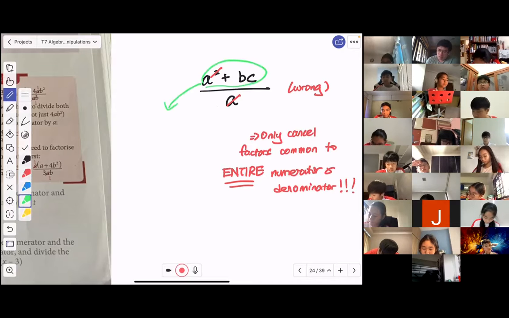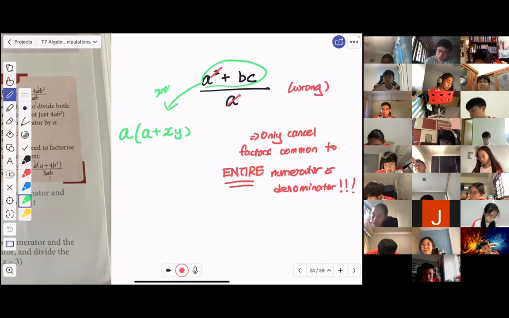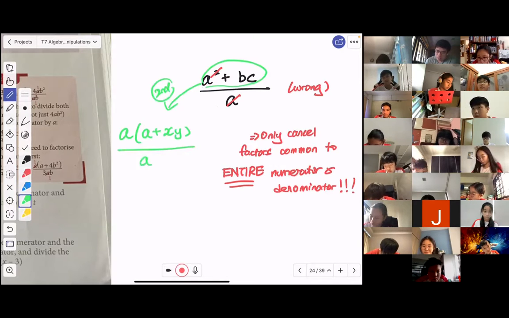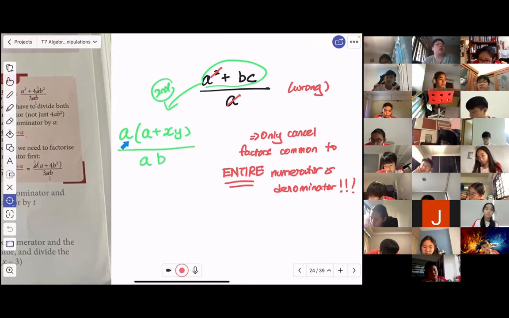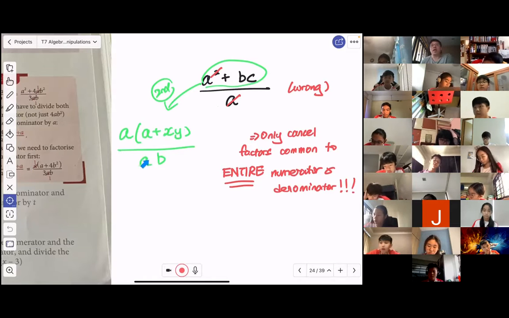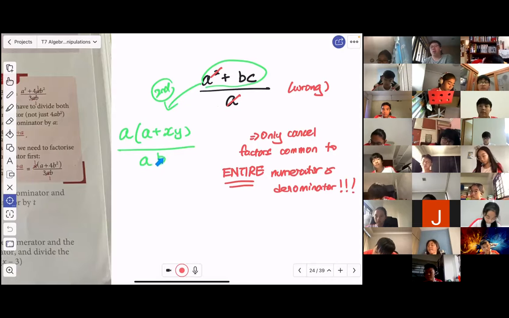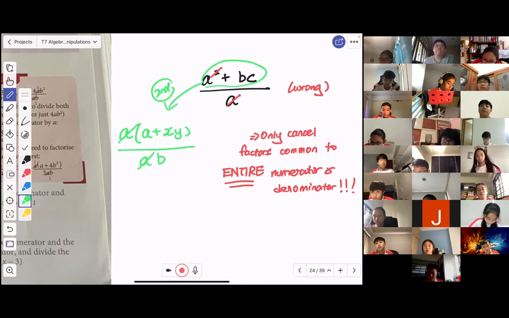Next portion, what if I have something like that? Say a plus xy, for example. This is the second type of question. Then let's say I have an ab. Then a and a, you can see that a is a factor to the entire numerator, a is a factor to the entire denominator. So for this, I can cancel.